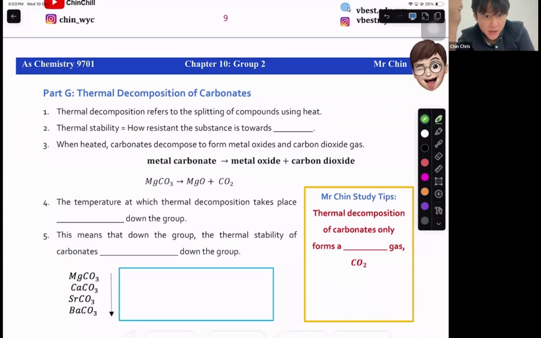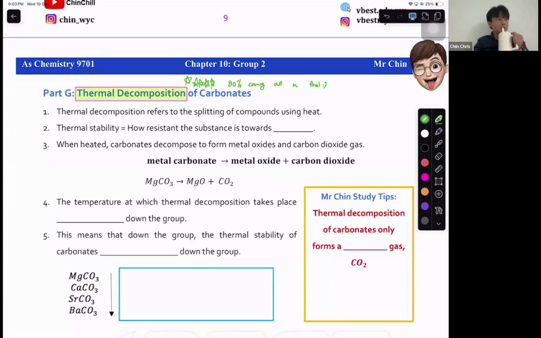Alright guys, next, we have thermal decomposition of carbonates. Oh my god, this thermal decomposition reaction, right? Chances of coming out, 80%. I'm talking about your final AS exam, not your school exam. I do not know what will come out in your school exam. But AS chemistry, I'm pretty sure 80% you will get this question, either in MCQ or in paper 2, mostly in MCQ.